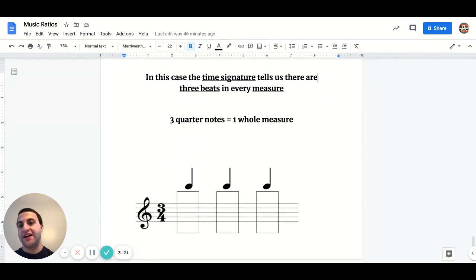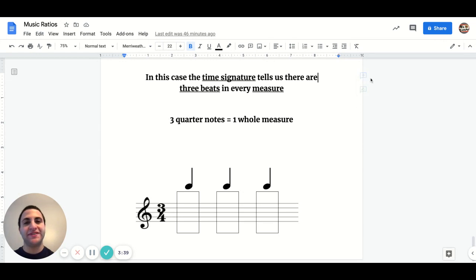Now, a different time signature can look like this, and that is called 3/4. If you'll notice, there's only 3 beats in every measure. So in this case, 3 quarter notes is going to equal one whole measure in music.